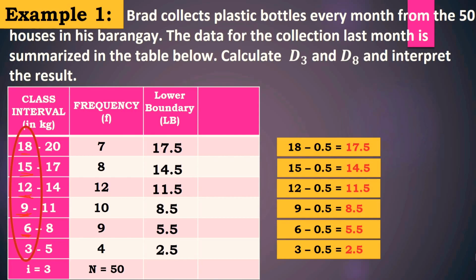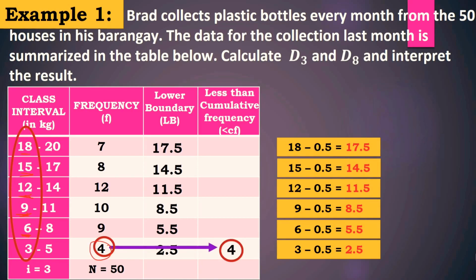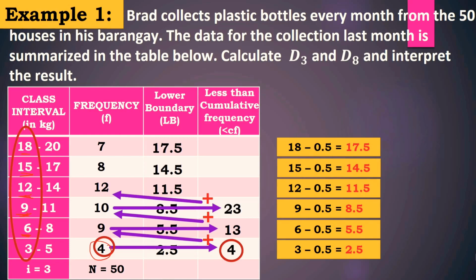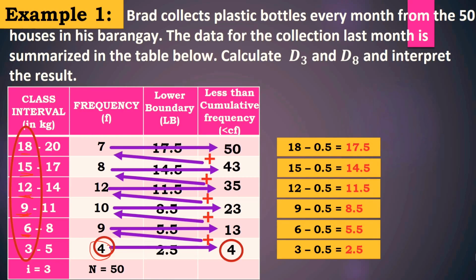And for the less than cumulative frequency, we will copy the first frequency here. Okay? So it should be the same here. And then, 4 plus 9 is 13. 13 plus 10 is 23. 23 plus 12 is 35. 35 plus 8 is 43. And 43 plus 7 is 50. So take note that the last cumulative frequency here should coincide with the total frequency. Okay? So the values of the two should be the same.